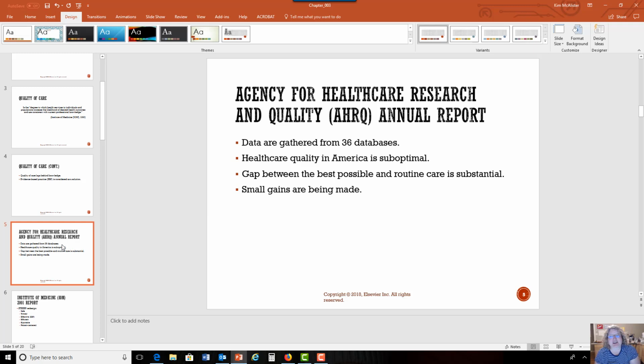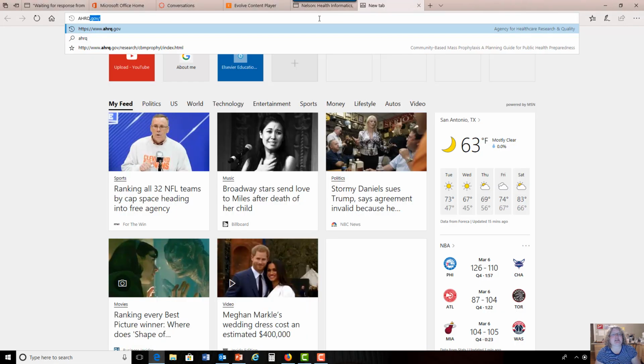So we have the Agency for Healthcare Research and Quality, AHRQ. They do an annual report, and they gather data from 36 databases. And they have found also that quality in America is suboptimal. And that's kind of tragic because we're supposed to have the best healthcare system in the world. And yet our system, as we all know, is flawed and has its problems. What they have found out in their work is that the gap between best possible care and routine care is significant. But we have had some small gains being made. And you can go to their website. Let's go there really quick, just so that you can see that.